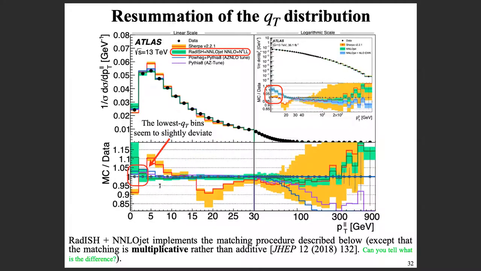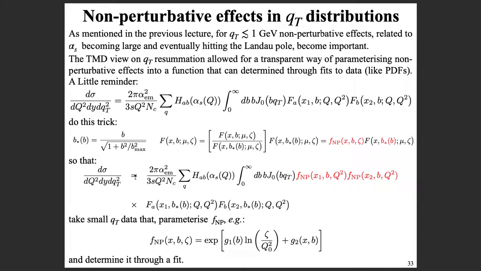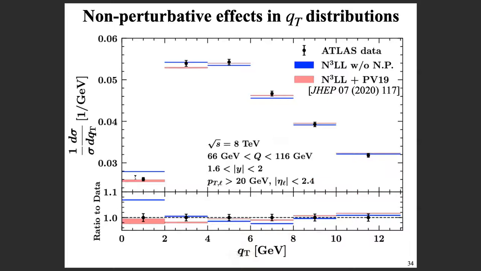There is also another thing that I would like you to notice: if you go to the very first bins when QT is very small, then the predictions are still in pretty good agreement with the data, but they start to deviate. So this is actually the onset of non-perturbative corrections. And this is what I would like to discuss next. And so this is just a reminder for you of how non-perturbative corrections are introduced, but we have seen it at the beginning today, so I'm not going through that. And this is just a plot to show you how the introduction of the non-perturbative contribution helps us describe the data.